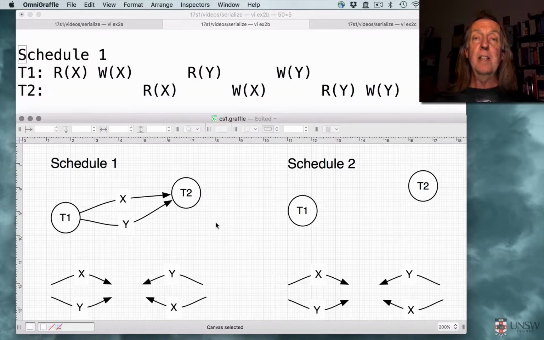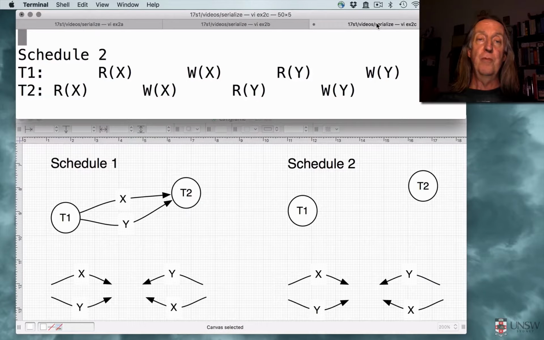Remember, the idea with conflict serializability is that we look for cycles in the precedence graph. Now this is the complete precedence graph for this schedule up here, and there are no cycles. So this schedule is conflict serializable against the two transactions.